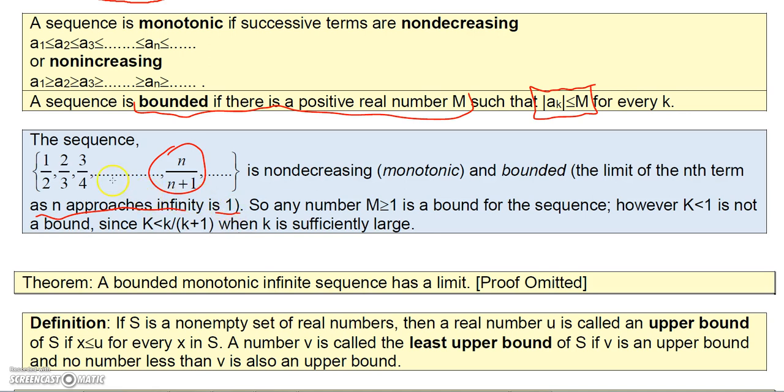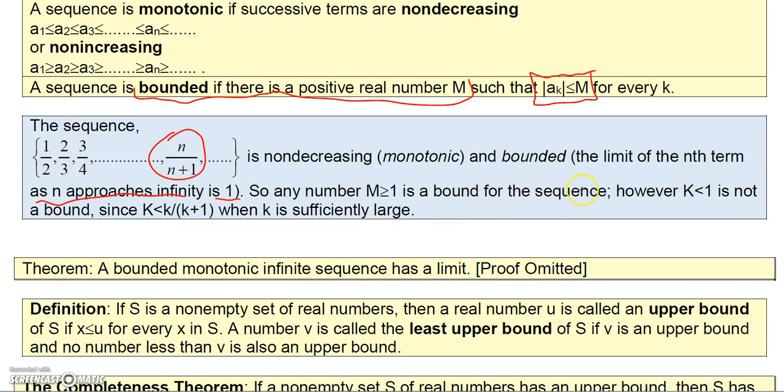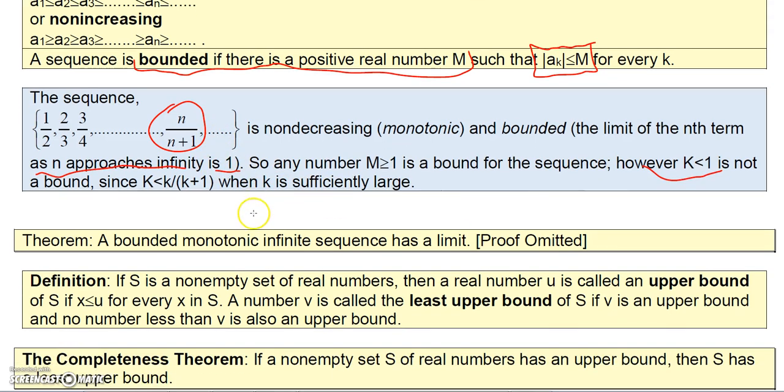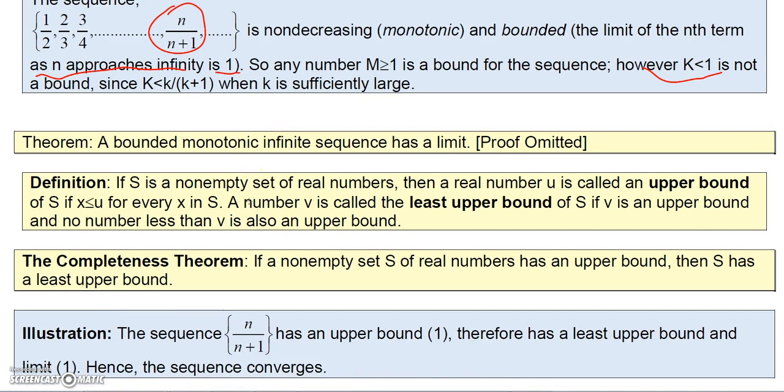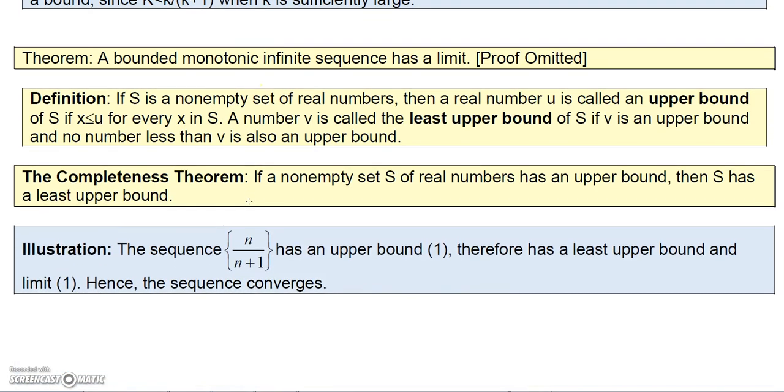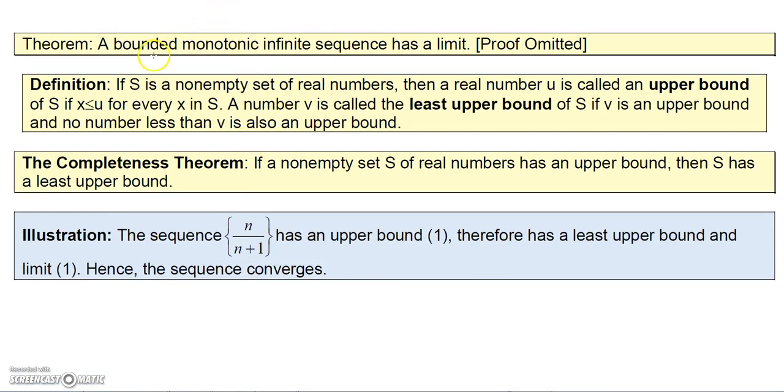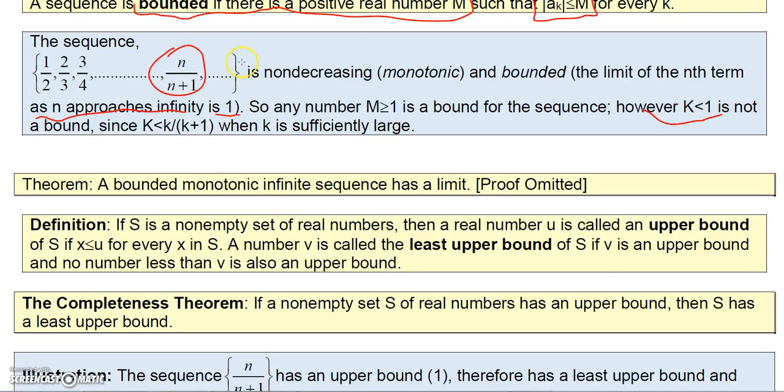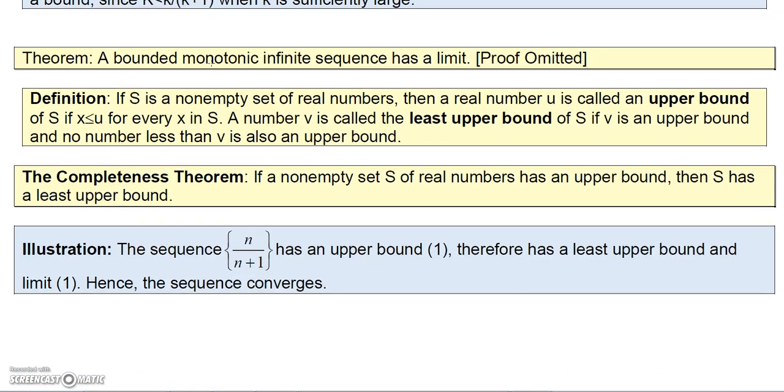All right? So any number less than 1 would not be a bound. Okay? So anyway, that's what we mean by monotonic and bounded. Now, a bounded monotonic infinite sequence has a limit. So this sequence up here has a limit, and actually the limit is 1.